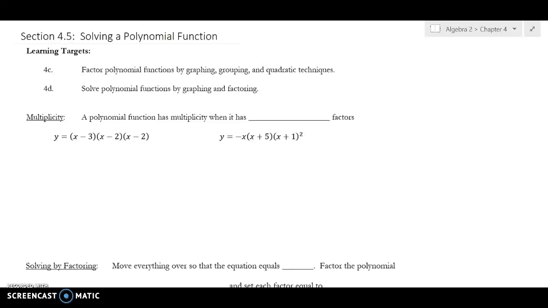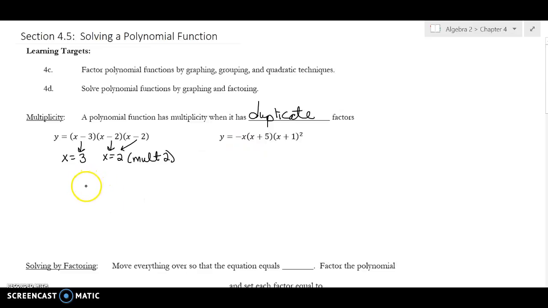So what we're working on today is solving, and we're actually going to do some graphing a little bit also. So multiplicity: a polynomial has multiplicity if it has duplicate factors. So this one has a 0 of 3. This one has a 0 of 2, but it also has this 2, and so this is multiplicity 2.